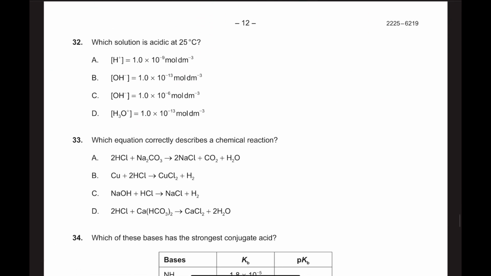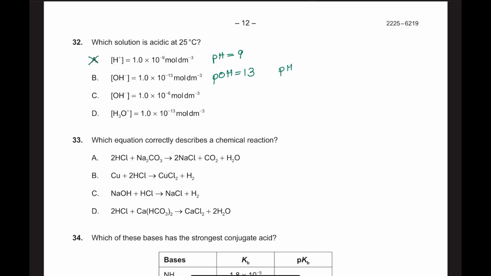Next, which solution is acidic at 25 degrees Celsius? You just have to find the pH in each of the cases and check where pH is less than 7. For the first one, 10 to the power minus 9. This is the H+ concentration. pH is 9, so that means it's basic, not acidic. Reject. Next one, pOH will be 13.